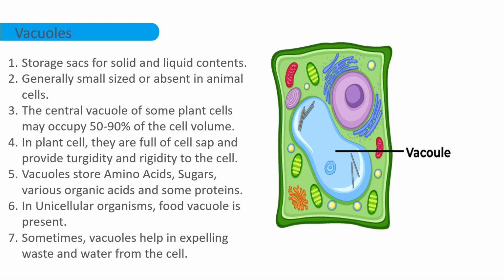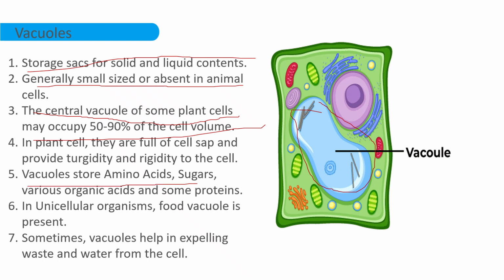Now we are going to study vacuoles. Vacuoles are the storage sacs for solid and liquid contents, generally small sized or absent in animal cells. The central vacuole of some plant cells may occupy 50 to 90% of the cell volume. Look, this is so big that it is covering a large part of the cell volume. In plant cells, they are full of cell sap and provide turgidity and rigidity to the cell.